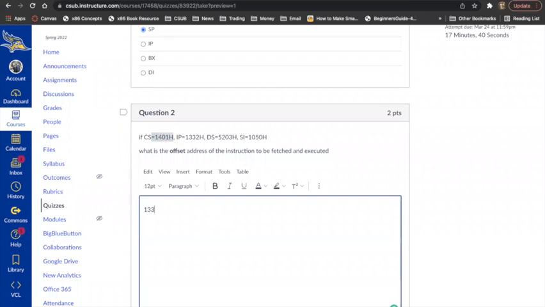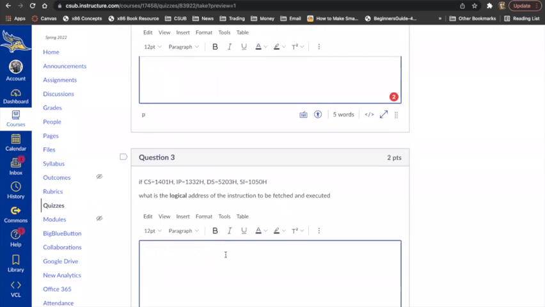Remember, we write CS:IP. CS for this case will be 14010, and IP will be 1332. So the offset address will be this. That'll be the address where the instruction is. This just tells us in which memory location the instruction is at, if that makes sense.